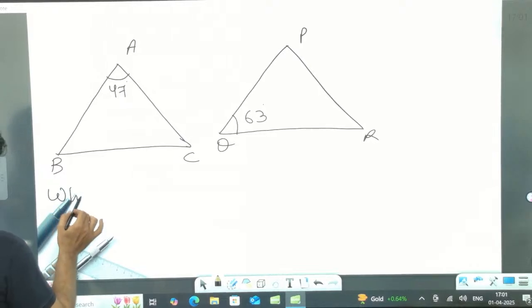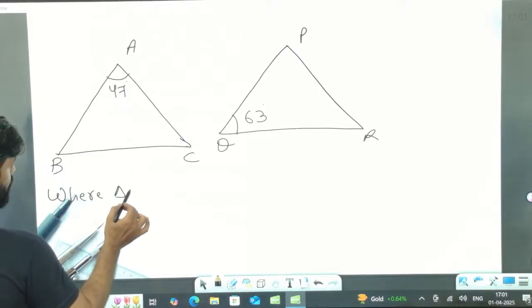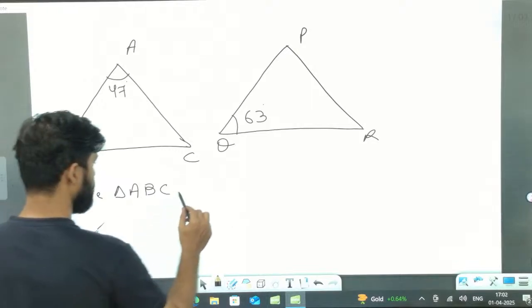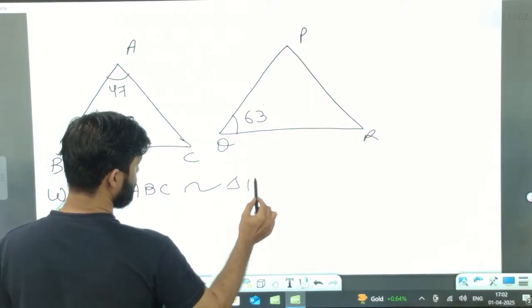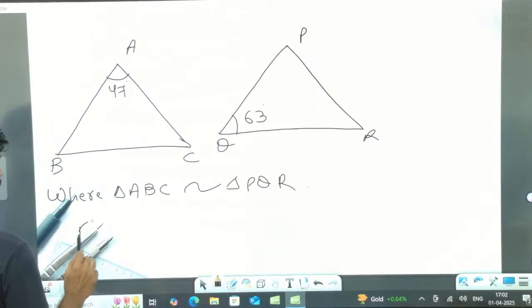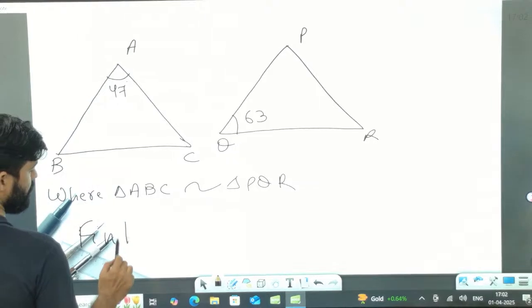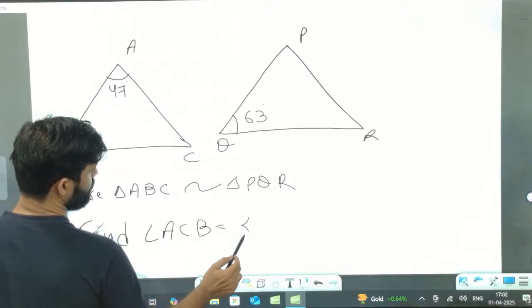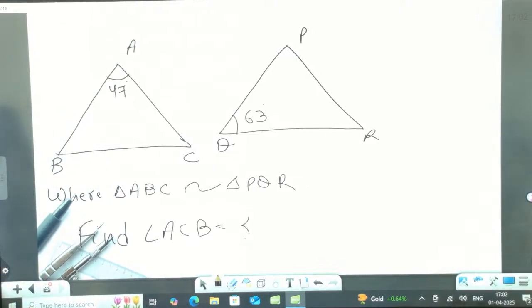Where triangle ABC is similar to triangle PQR, find angle ACB. 70. So the right answer is 70.